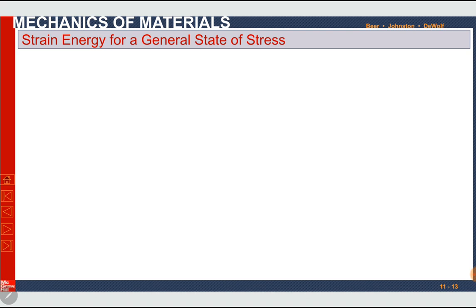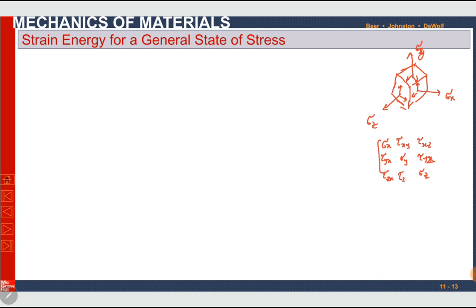What is general state of stress? General state of stress is a three-dimensional state of stress. For example, we have a cube, and it is under three types of normal stresses, and then shear stresses on each face. So we have a total of nine components: Sigma X, Sigma Y, Sigma Z, Tau XY, Tau XZ, Tau YX, Tau YZ, Tau ZX, Tau ZY. This is general state of stress.